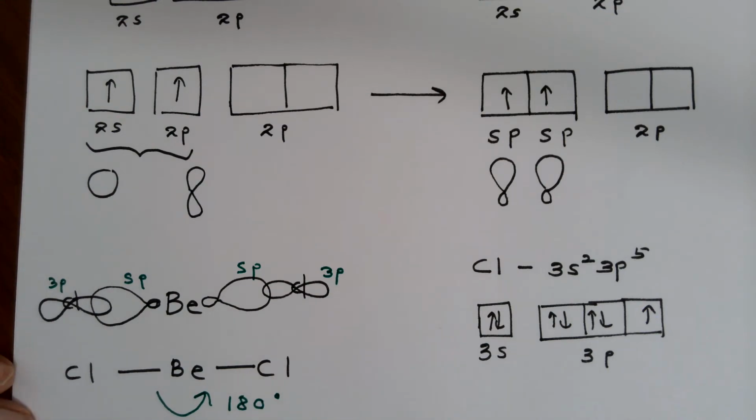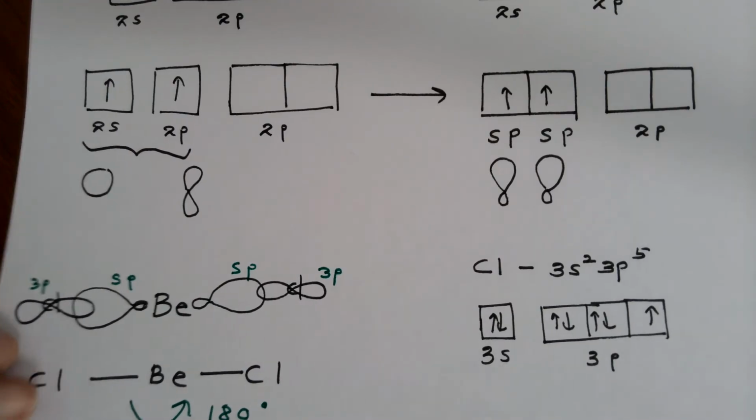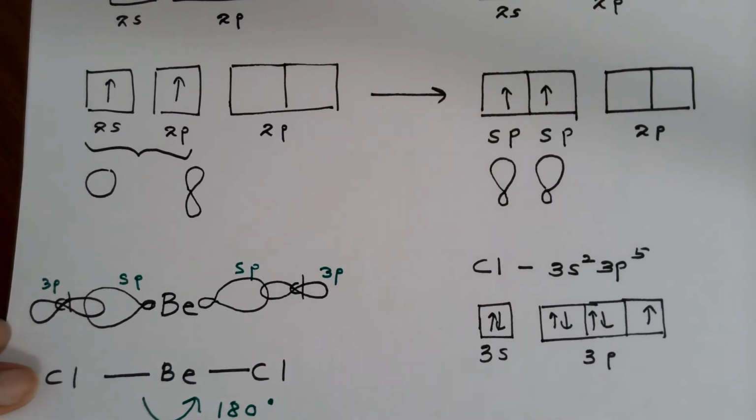This is how sp hybridization works for linear shape molecules with single bonds. Hope you understand sp hybridization. Let's quickly go through sp2 and sp3 with examples.